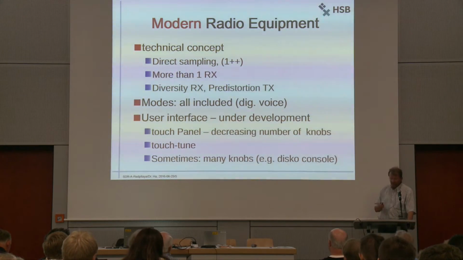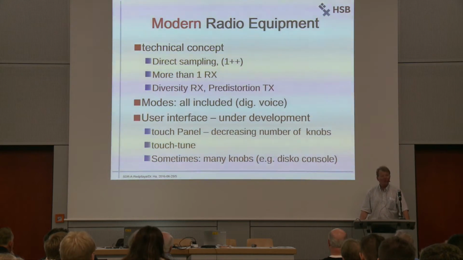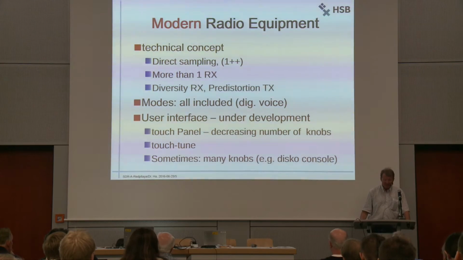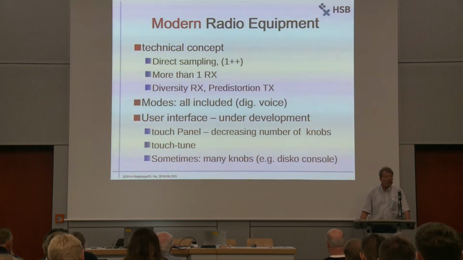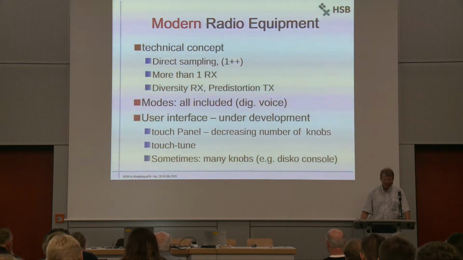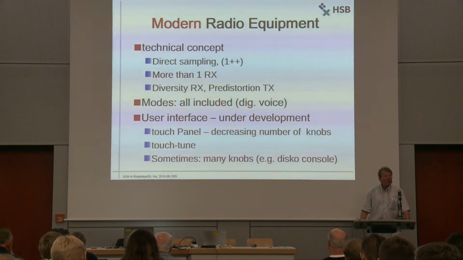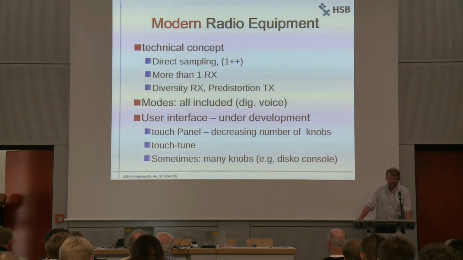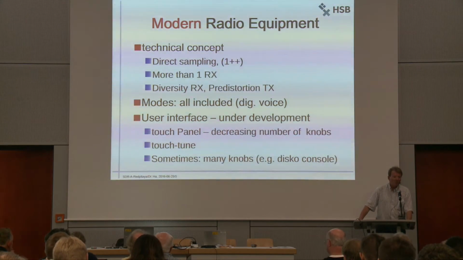Modern radio equipment has a technical concept of direct sampling. This means not only one direct sampler, but one or more direct samplers. This means more than one receiver in the radio equipment. And what can we use it for? Well, we can use it for diversity receiving, for a predistortion mechanism for the transmitter. All modes are included, including digital voice.